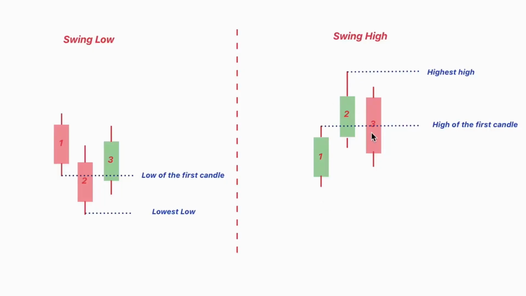A swing high is formed by three consecutive candles. The high of the first candle is violated by the second one. The third candle is forming a lower high than the second one. A swing low is also formed by three consecutive candles. The low of the first candle is violated by the second one, and the third candle is forming a higher low than the second one.